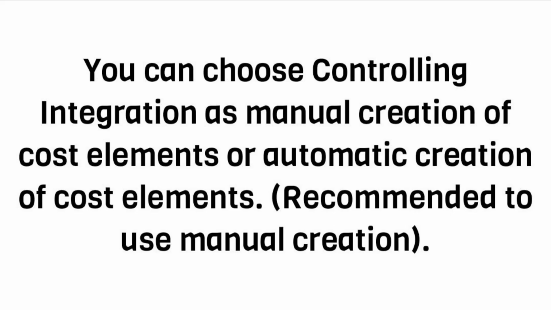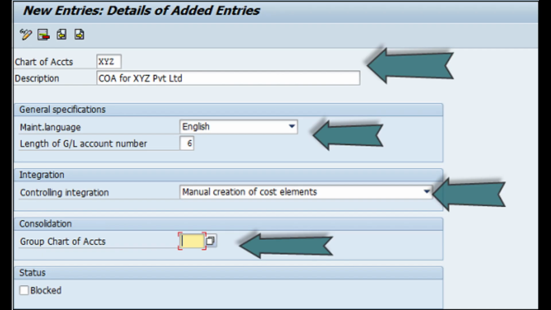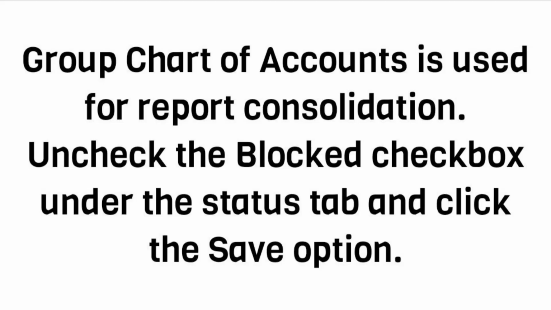You can choose controlling integration as manual creation of cost elements or automatic creation of cost elements. Manual creation is recommended. Group Chart of Accounts is used for report consolidation. Uncheck the blocked checkbox under the Status tab and click the Save option.